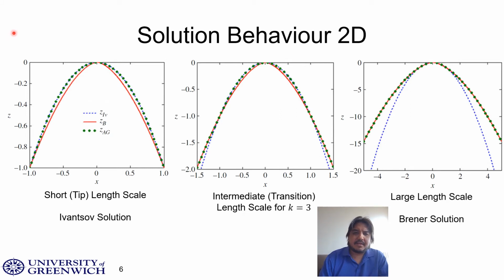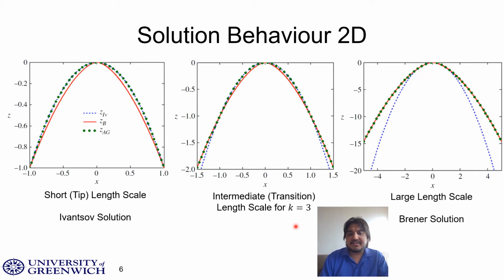So looking at the behavior of these various solutions, on the left-hand side here, when x is small, so the limits here are between minus 1 and 1, so this is in the vicinity of the tip, we have this blue line which represents the Ivantsov solution, and we can see that the Alexandrov-Galenko theory matches that very well, whereas the red line is the Brenner solution. Moving to the larger length scale, however, where x is now in the region of 4 and -4, we can see that the Ivantsov solution given here by the blue line doesn't match very well with the Brenner solution given by the red line, but the Alexandrov-Galenko solution does.